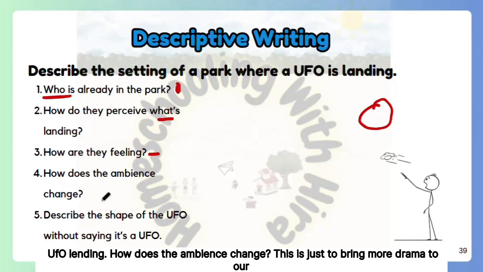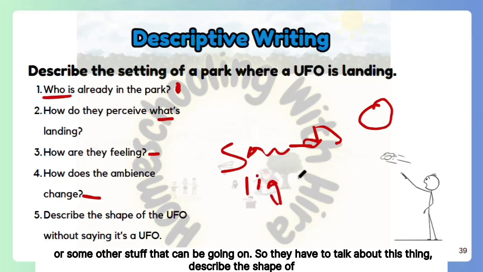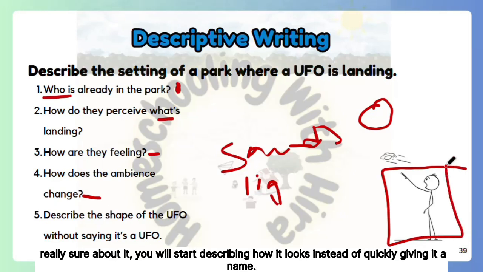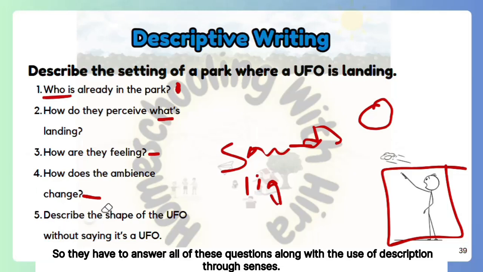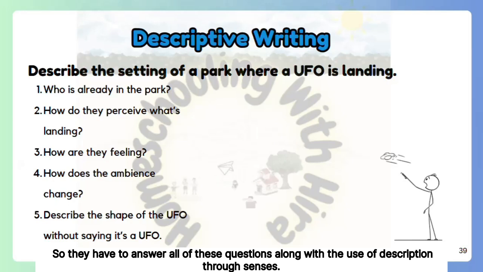How does the ambience change? This is just to bring more drama to our setting, because when the UFO is landing, there must be some sounds, there might be some lightning or some other stuff going on. So they have to talk about this. Describe the shape of the UFO without saying it's a UFO. Obviously, when you are looking at something but you are not really sure about it, you can start describing how it looks instead of quickly giving it a name. So they have to answer all of these questions along with the use of description through senses.